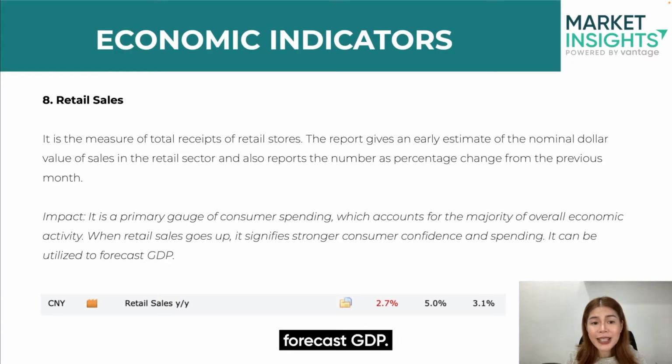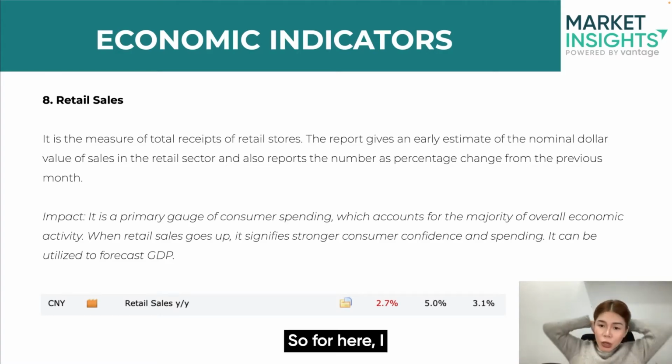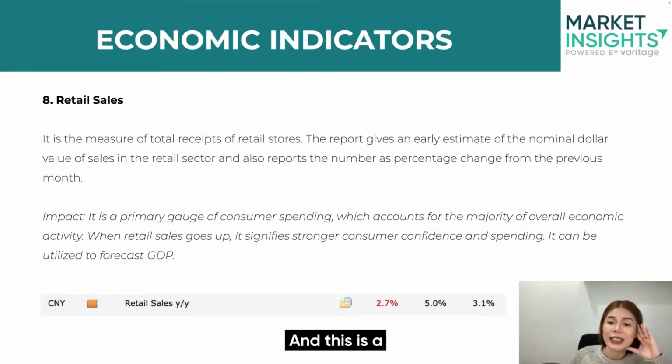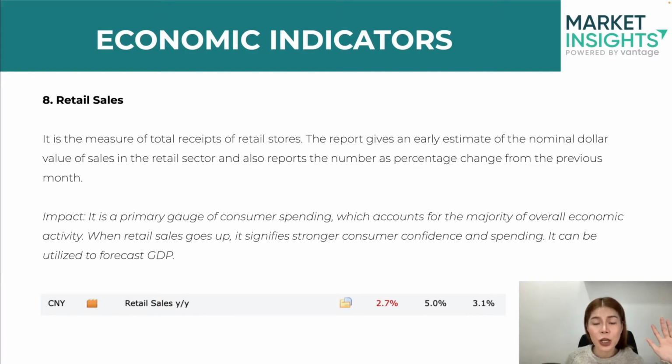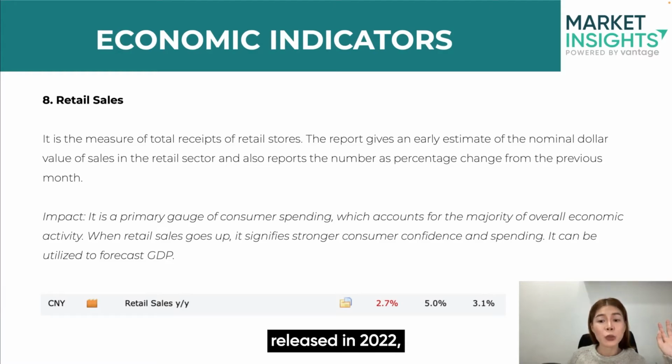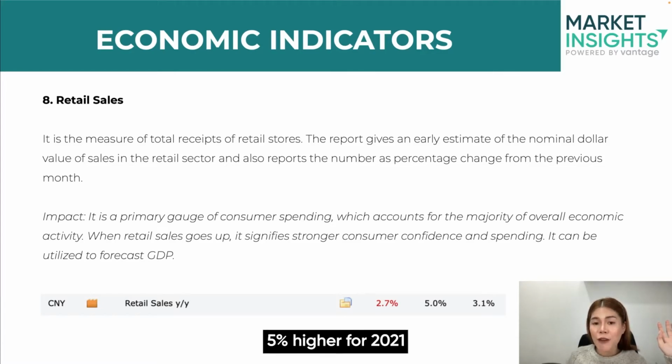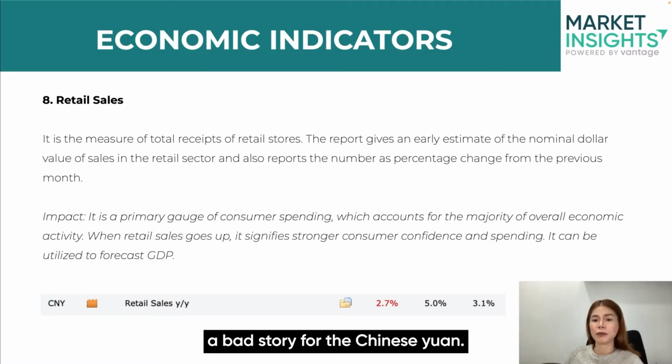It can forecast GDP. All right, so for here, I have a screenshot of the retail sales for China. CNY is for China. And this is a year-on-year retail sales. Meaning, if it was released in 2022, this was the retail sales for the year of 2021. 3.1% is the retail sales for 2020. It was forecasted to be 5% higher for 2021 and the actual is 2.7%. Although there is an increase in retail sales observed, it is way below the forecast. Therefore, a bad story for the Chinese yuan.